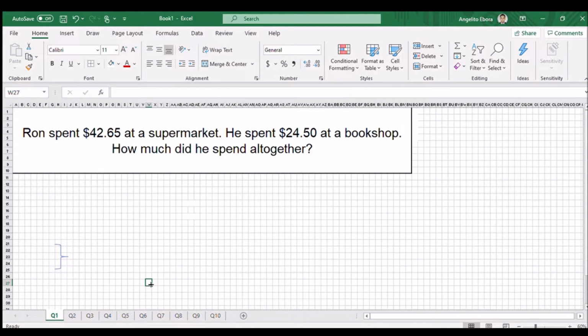Hello everyone! Today we're going to solve one-step word problems involving the four operations of decimals. Okay? So we have this question.